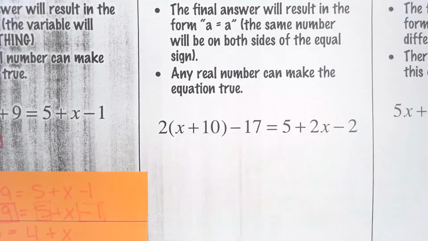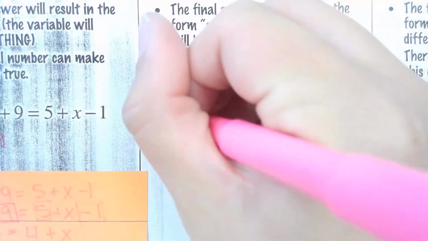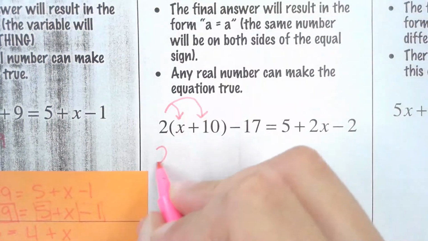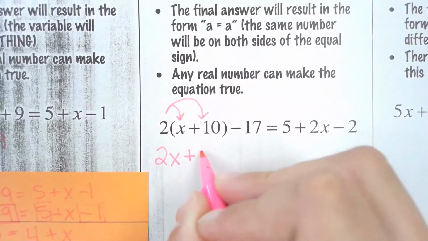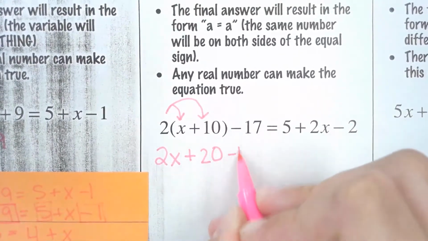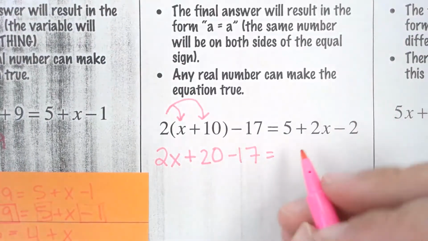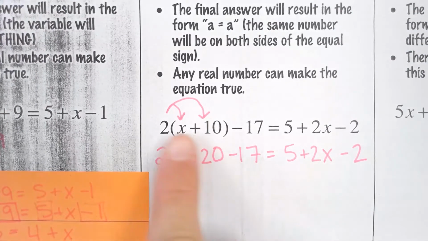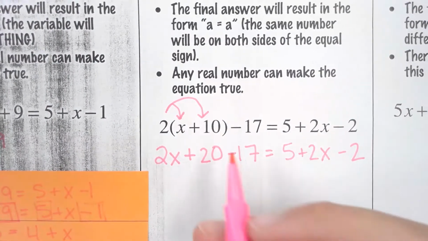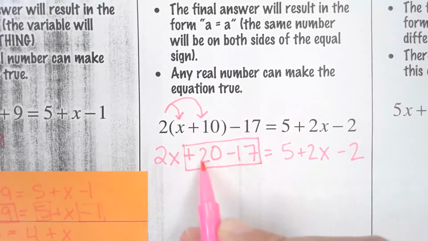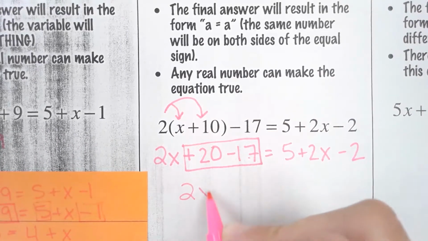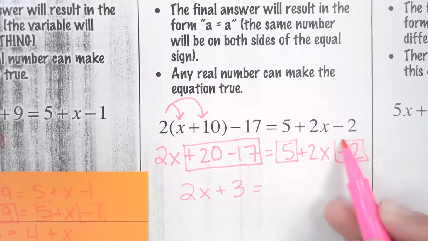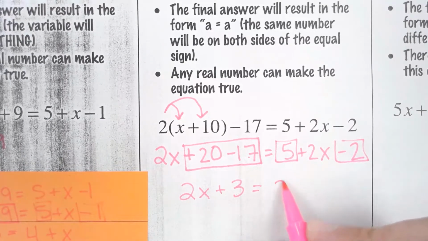So again, first thing I need to do is simplify. So I'm going to take my outside number and I'm going to multiply it times everything on the inside. So 2 times x is 2x, 2 times 10 is 20. Bring down my minus 17, and then I'm going to leave this over here for now, so 5 plus 2x minus 2. After you get rid of the parentheses, you can now start combining your like terms. So I see that I have a 20 minus a 17, so that would give me a positive 3. And then over here on the right, I see a positive 5 and a negative 2, so if I combine those together, that again will give me a positive 3.